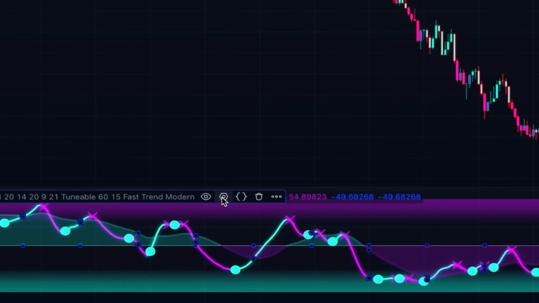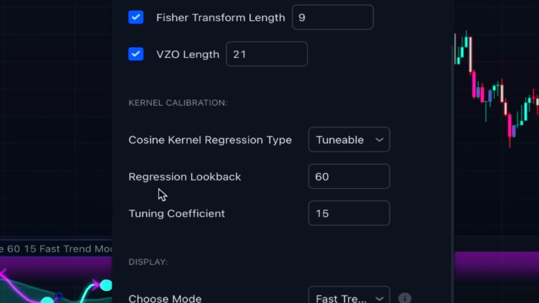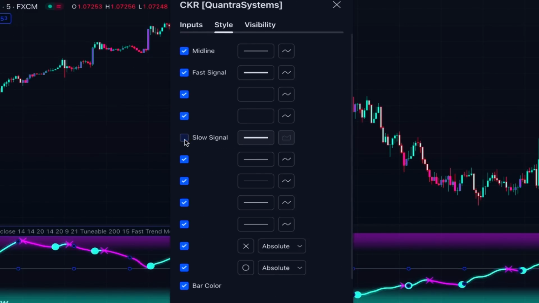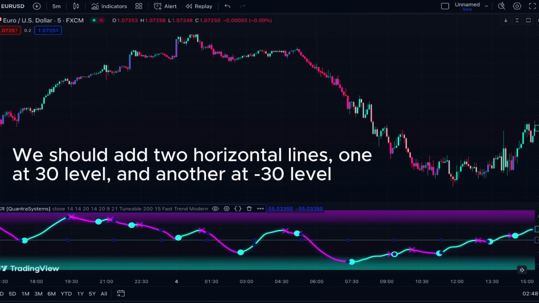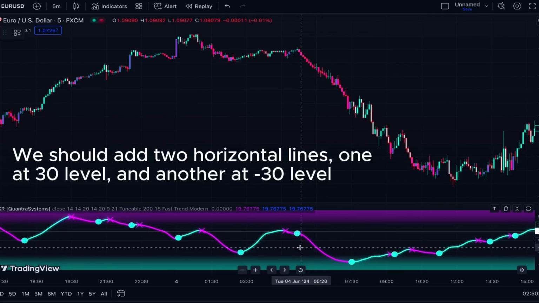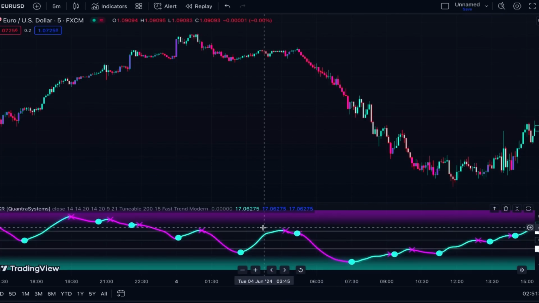First, we go to the settings of the indicator, and here in the inputs tab, we scroll down, and for the regression look back, we set it at 200, and then we go to the style tab and we remove the slow line because we only need the fast line and its buy sell signals. Then we should add two horizontal lines, one at 30 level and another one at minus 30 level. Alright, we're done with this indicator and we need to add another indicator.